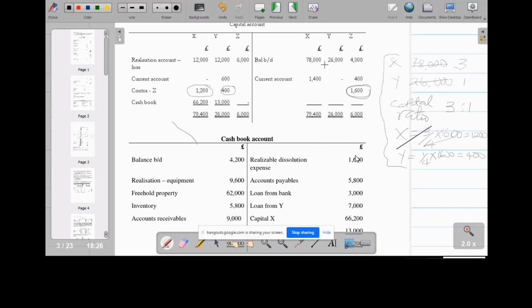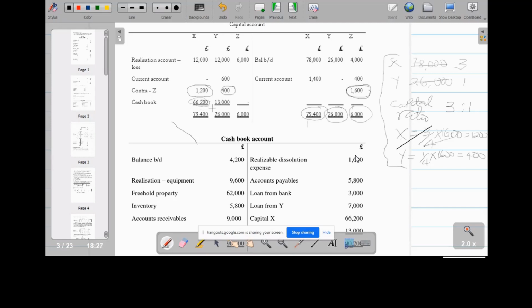So after preparing, the total for partner X will be 79,400. Partner Y will be 26,000. And now this, after including the deficit, is 6,000. Then 79,400 minus 12,000 minus 1,200 will give us 66,200. So this is what is supposed to be paid to partner X. This is the partner's capital entitlement, right?